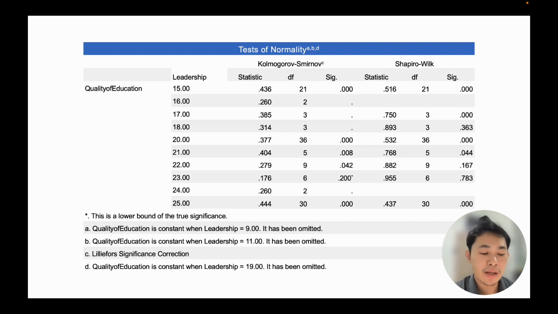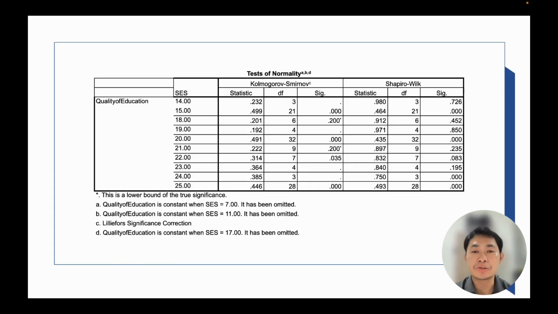For leadership scales, this finding indicates that the data for the quality of education variable did not meet the assumption of normality for this particular leadership level. And lastly, for socio-economic status, this result also suggests that the data for the quality of education variable did not follow a normal distribution when examining this specific socio-economic status level.